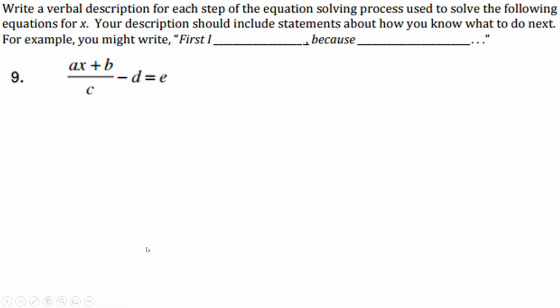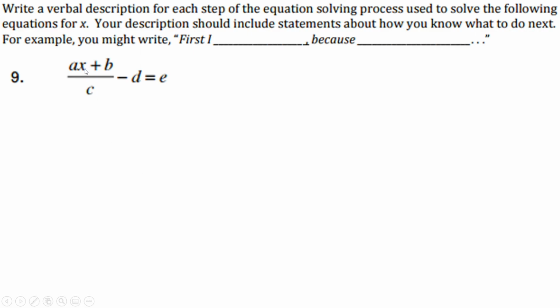All right, number 9. Write a verbal description for each step of the equation solving process used to solve the following equations for x. Your description should include statements about how you know what to do next. For example, you might write, first I did blank because blank. All right, so they're asking us to do the same thing. We're solving a literal equation here for x, but they want us to explain what we did and why we did it. Okay? Easy enough.